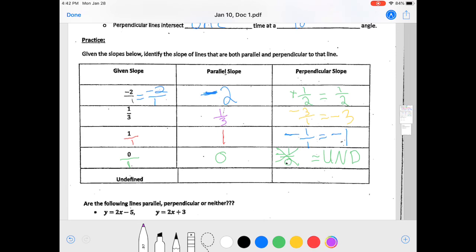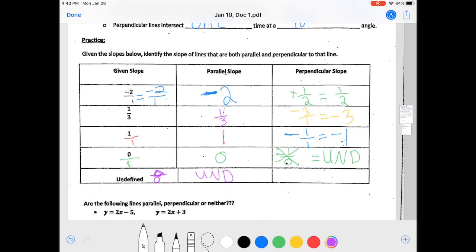Now for when we're given the slope of undefined. It does not matter what the actual slope is. This undefined word is meaning that there is a 0 in the denominator. And I think I gave you a triangle. It does not matter what is on top of the 0. The parallel slope is going to be the exact same thing as undefined, or the given slope.